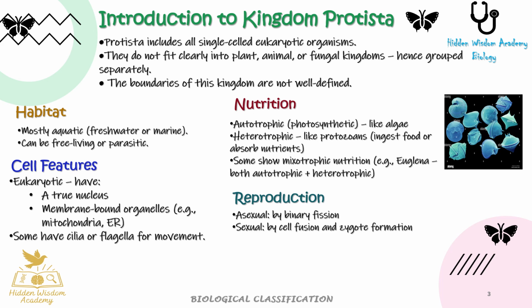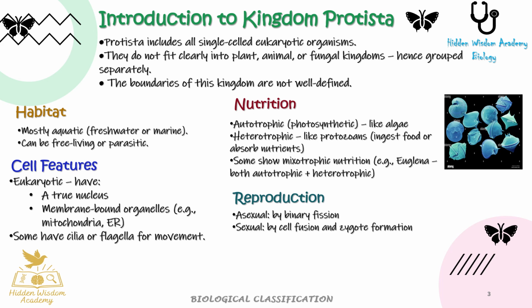Habitat of protists. Mostly aquatic, freshwater or marine. Can be free-living or parasitic. Cell features of protists. They are eukaryotic. They have a true nucleus. Membrane-bound organelles, for example, mitochondria, endoplasmic reticulum. Some have cilia or flagella for movement.